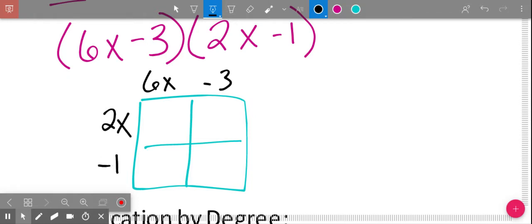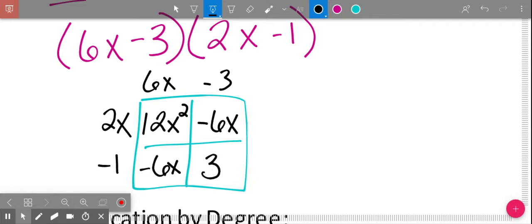And I'm just going to fill in all my pieces. So 6x times 2x gives me 12x squared. 2x times negative 3 gives me negative 6x. 6x times negative 1 gives me negative 6x again. And then negative 1 times negative 3 gives me positive 3.